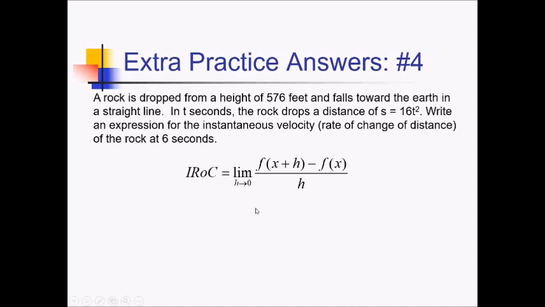So in this case, we have a t value of 6. So we have 6 plus h and 6 in here. And we're applying the 16t squared function. So I can rewrite this as 16 times 6 plus h squared minus, and now we're just doing 6 for t, so 16 times 6 squared, all over h as h approaches 0 limit. And here's our instantaneous velocity expression.